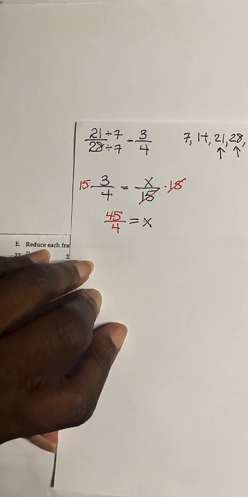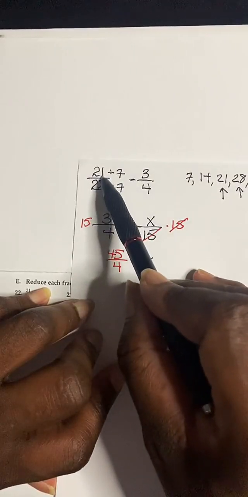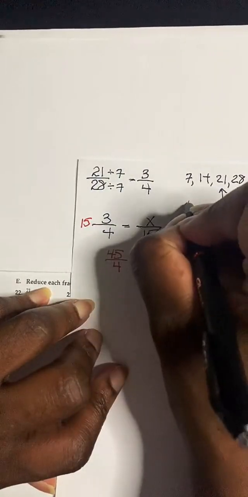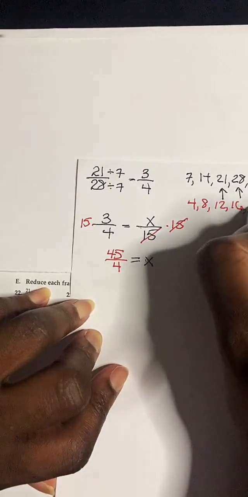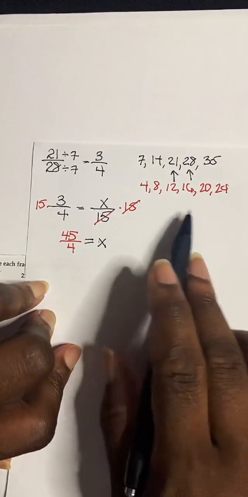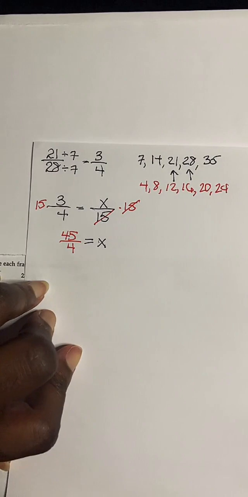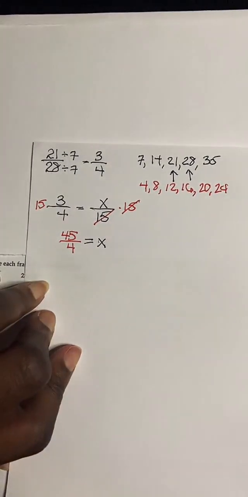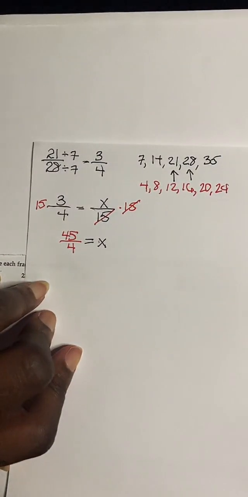And I'm asking, why not 4 to reduce? Because 21 is not inside the 4 times table. You have your 4, 8, 12, 16, 20, then 24. 21 is not inside the 4 times table. That's why we didn't use 4 to reduce. It's got to be a number that works for both the numerator and the denominator. Okay, not a problem.